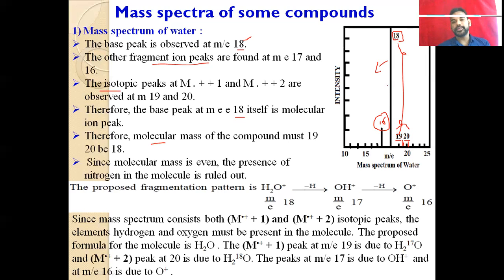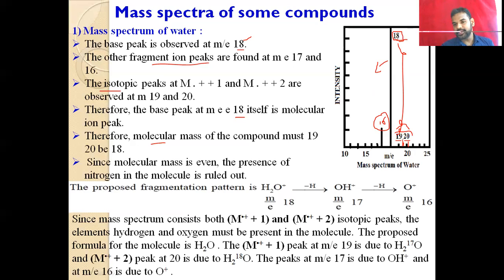What is the molecular ion peak? It is the compound which we introduce into the mass spectrometer, with the maximum molecular mass. The compound with the highest molecular mass is the parent ion, and that is what we call the molecular ion peak. After the molecular ion peak, if we have any other higher mass, it is not the molecular ion peak, it is the isotopic peak.